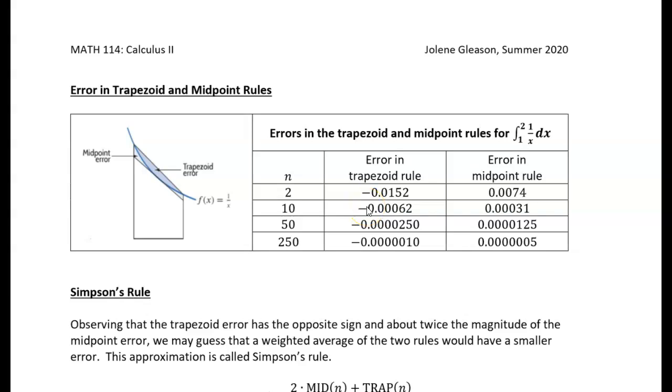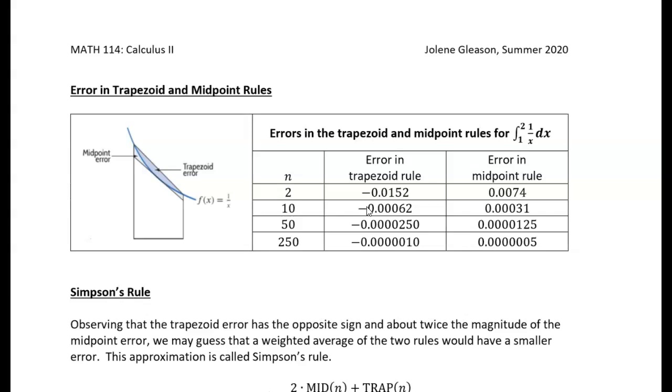Right, so like I said, your book goes into much more detail as far as the error analysis between the trapezoid and the midpoint rules. I included a little bit of it here, but the gist of it is that in general, the trapezoid error has the opposite sign and about twice the magnitude as the midpoint error.